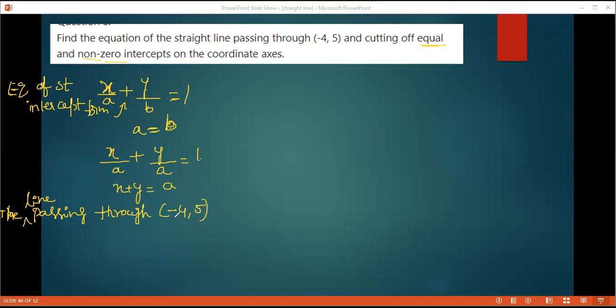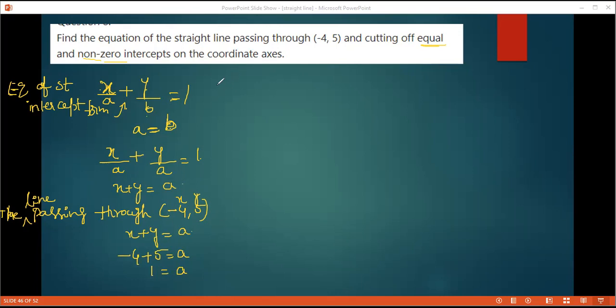Now, because the line is passing through the point, we know that if the line is passing through (x, y) and its intercepts are a and b, then the equation of the line is x by a plus y by b is equal to 1. So it is passing through (-4, 5). Can I substitute it in this equation? Yes, substitute. That is, x plus y is equal to a is our line equation. I am substituting in this, so I will get a is equal to 1.